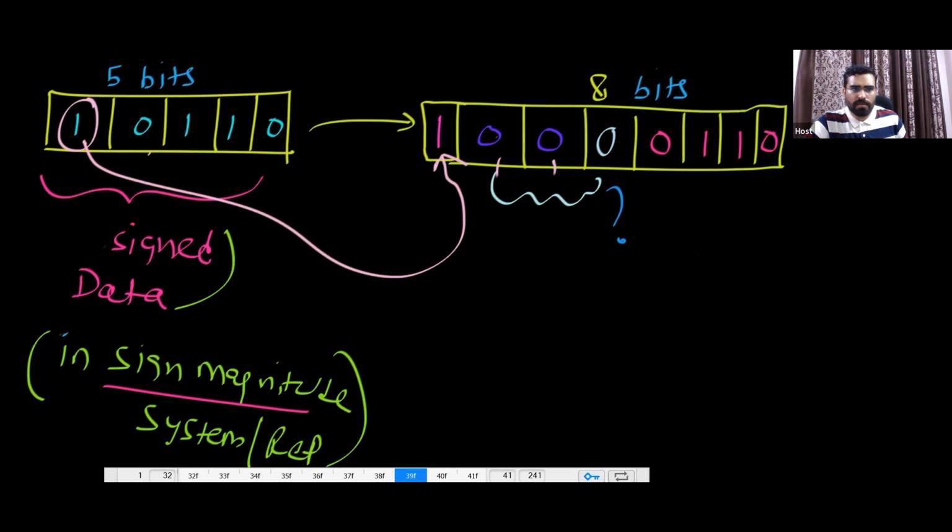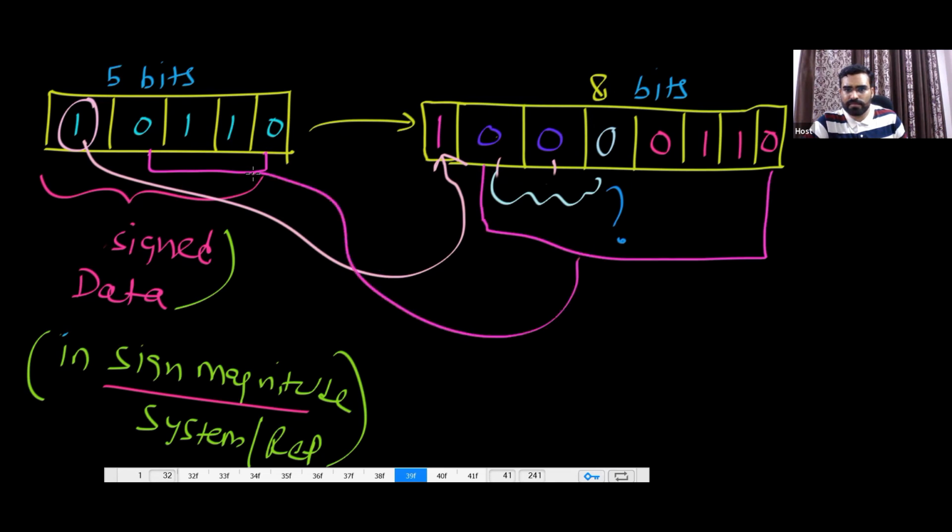Okay, please tell me, did you get it? So this is the magnitude, and this magnitude you are copying here. This whole thing will become like this. Is this clear to everyone? Tell me. So very simple. This will be 1 0 0 0 0 1 1 0.